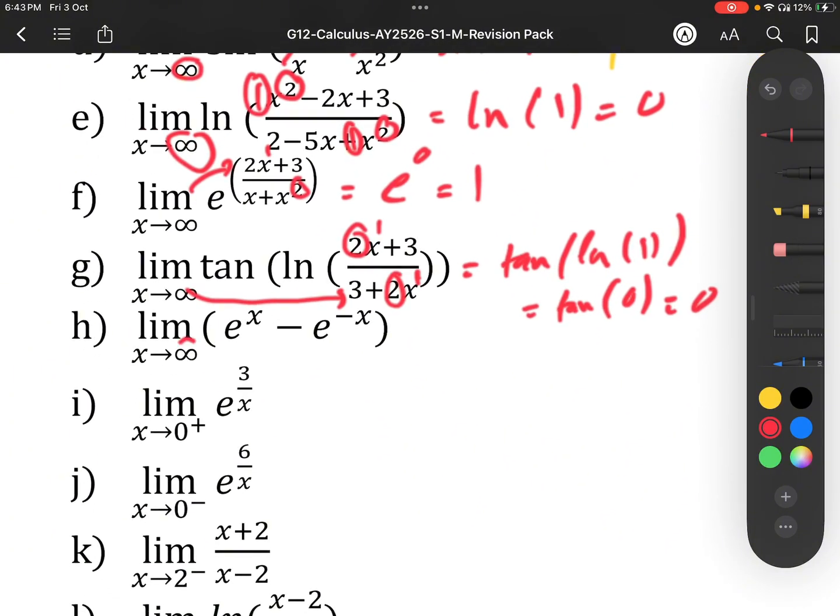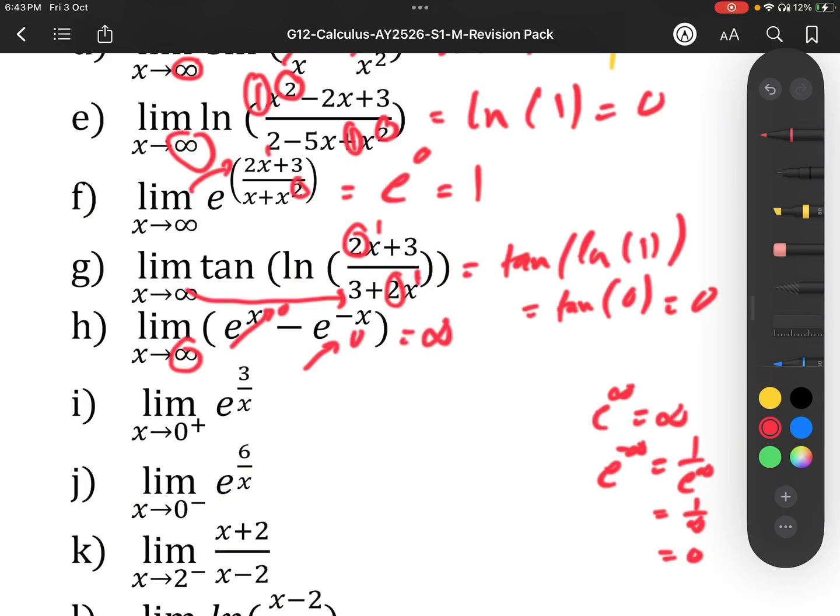H, when x is approaching infinity, a number to the power infinity, or e to the power infinity, is infinity. A number or e to the power negative infinity is 1 over e to the power infinity, which is 1 over infinity, which is 0. So this is infinity and this is 0. Infinity minus 0 is infinity.